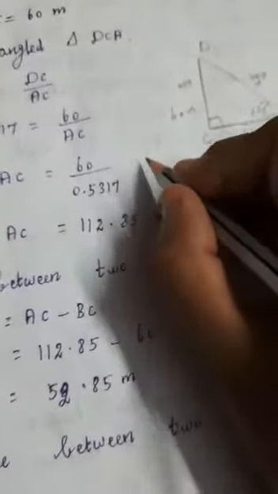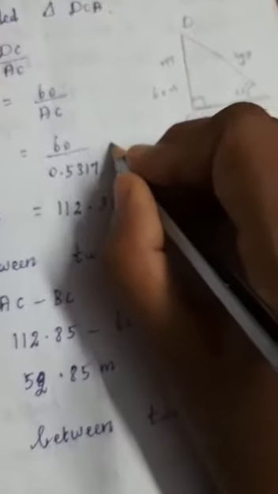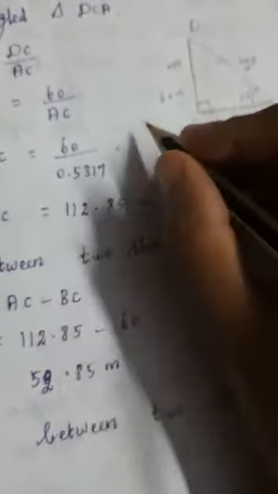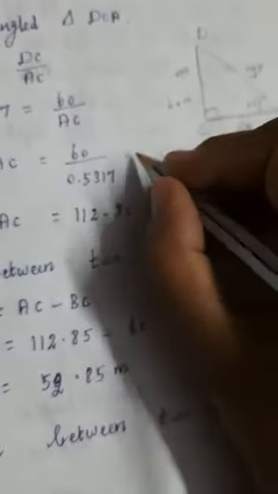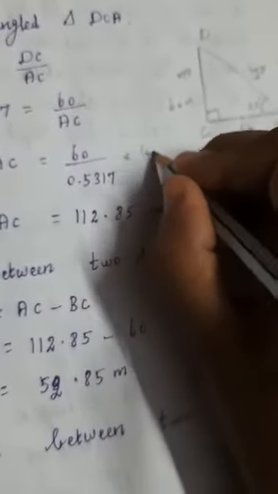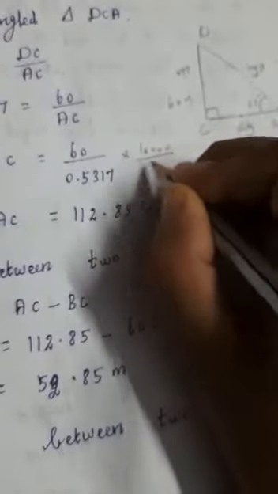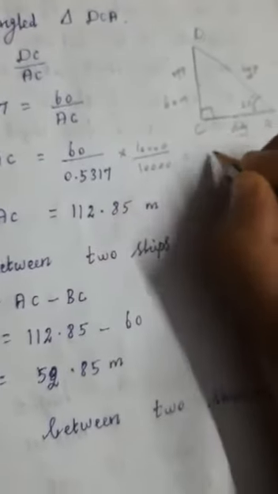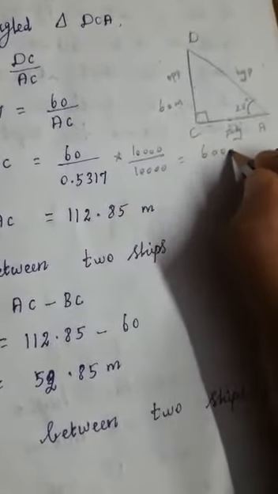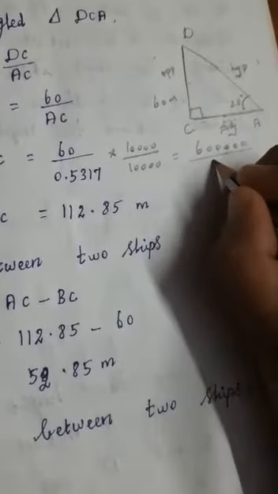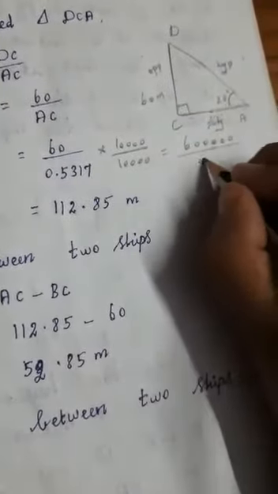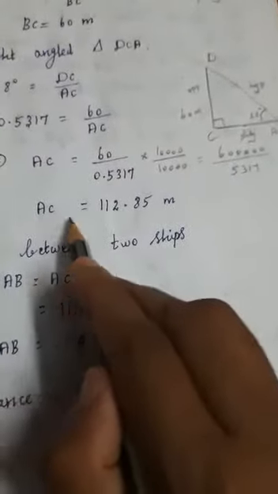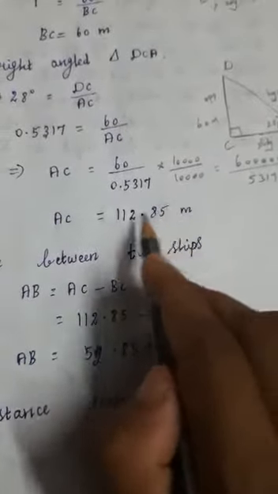While you are dividing you can remove the point. Here there are 4 digits after the point. If you want to remove the decimal, then multiply and divide by 10,000, 4 zeros. So here also you will get 60 followed by 4 zeros, divided by, if you remove the point, 5317. After you divide you will get the answer, AC is equal to 112.85 meter.